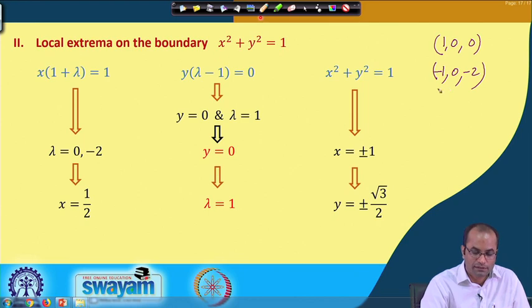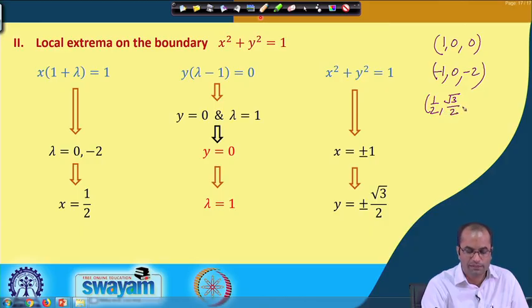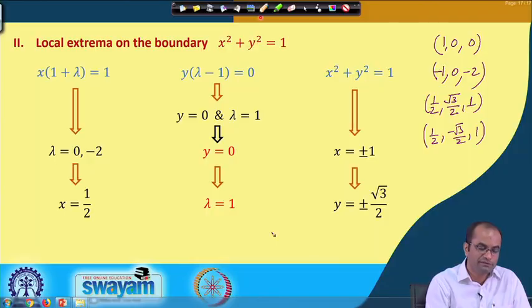So, our points are now, x is half and then y, let us take the plus 1, plus 3 by 2, lambda is 1. This is one point which satisfies all these three equations. And then we have x is 1 by 2, y is minus 3 by 2, and then we have lambda 1 again here. This is another point which satisfies all these three equations, and these are all possibilities.